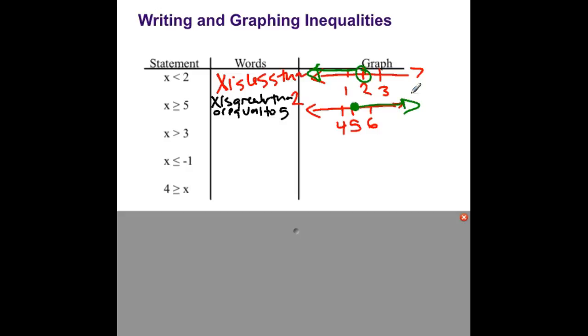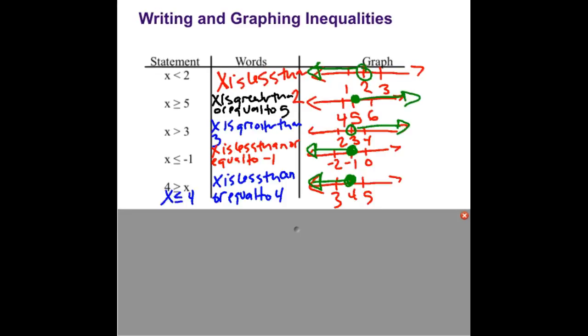I want you to pause the video now and see if you can come up with the statements and the graphs for the next 3. All right, check your answers with mine. You should have x is greater than 3, x is less than or equal to -1, and x is less than or equal to 4.